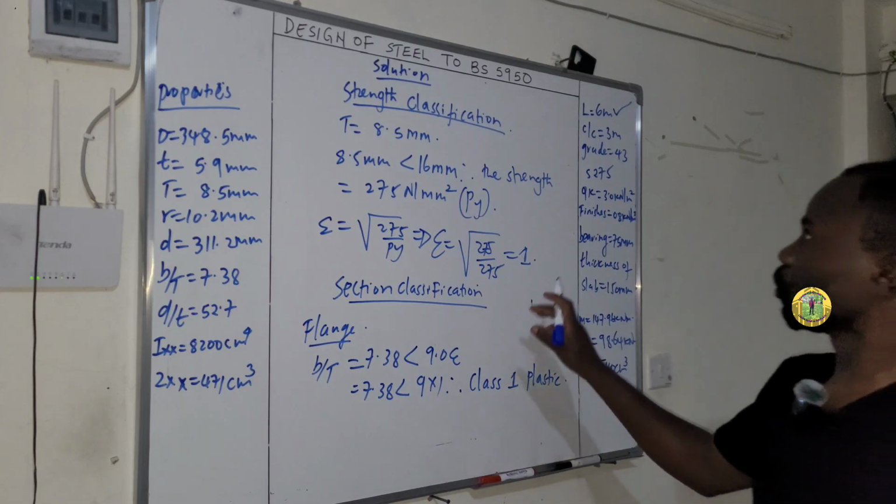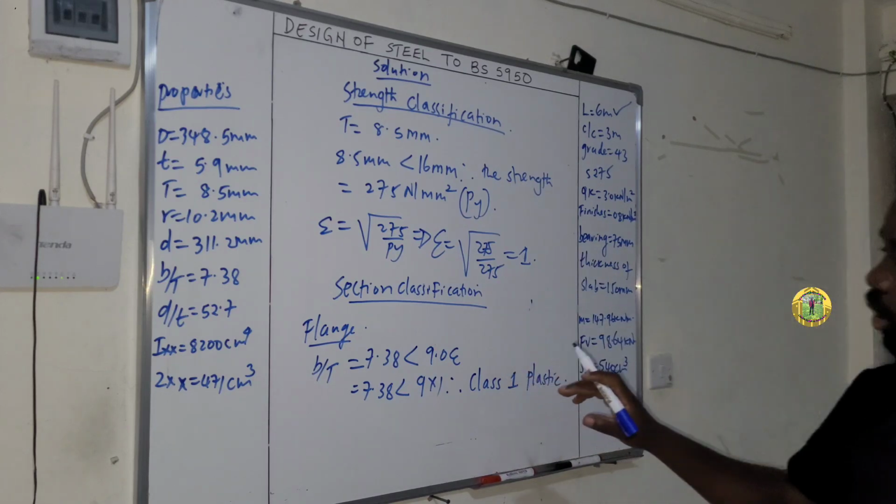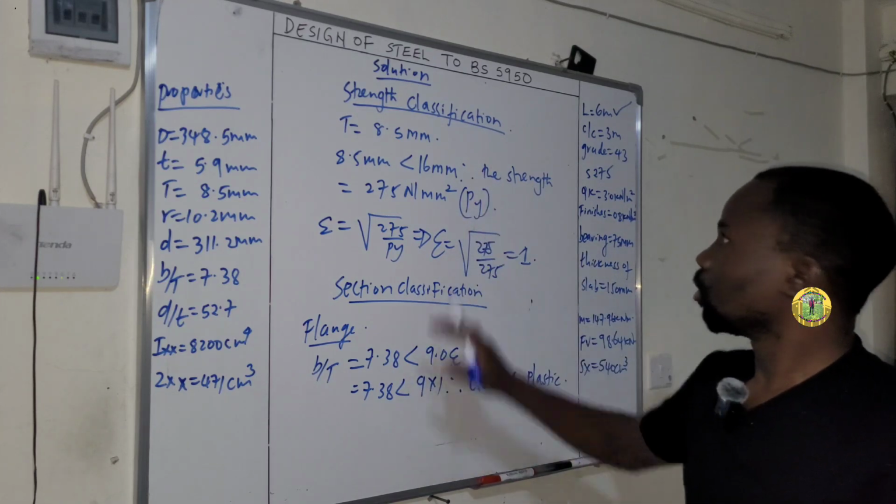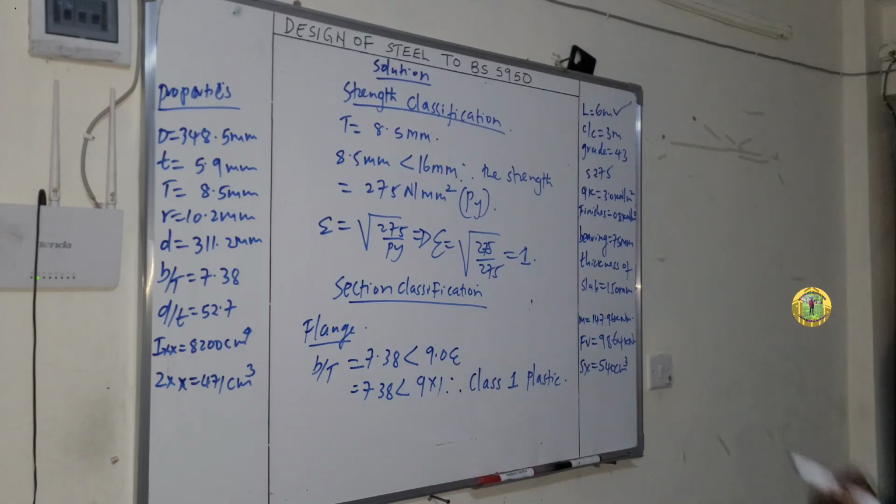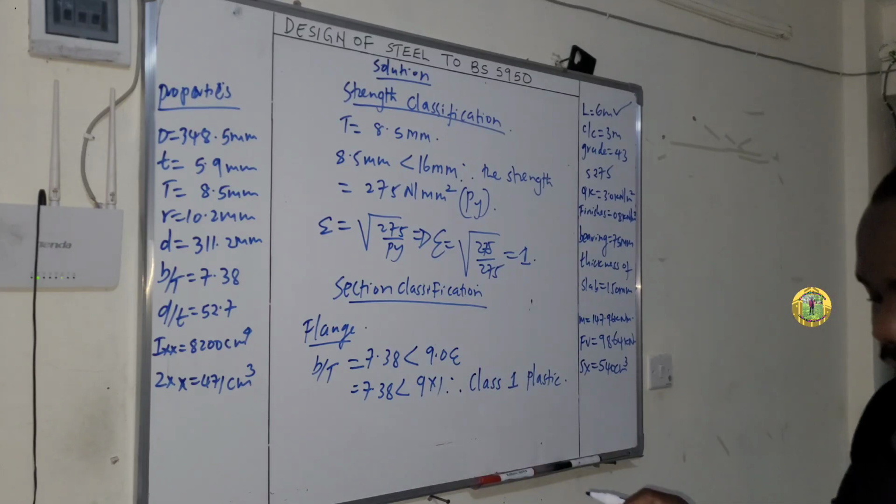Visit my introduction to steel design to BS 5950. You will see these two tables for strength classification and for section classification. And then we proceed to the web.